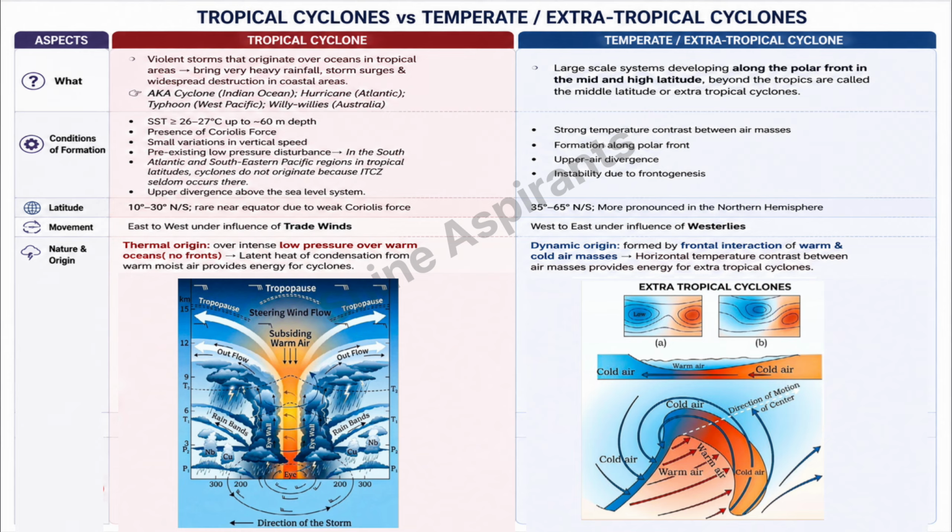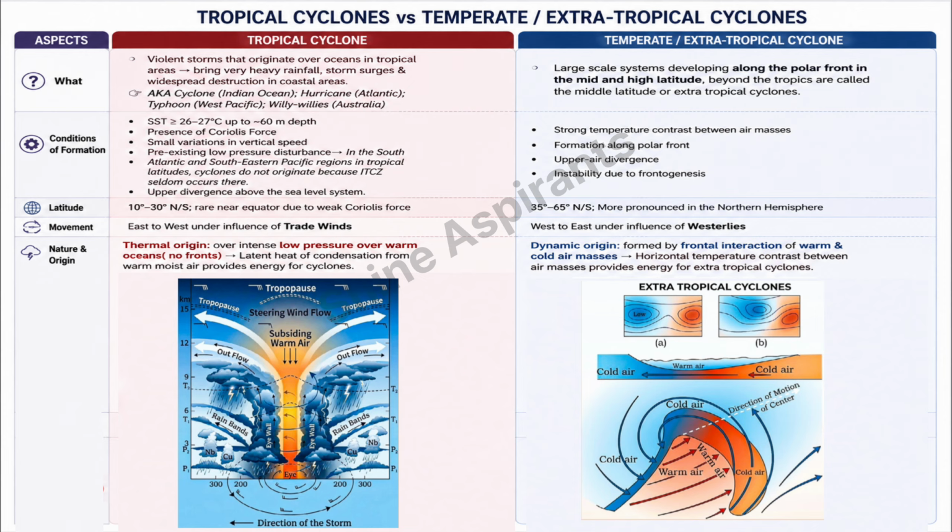Temperate extratropical cyclones: large-scale systems developing along the polar front in mid and high latitudes. Also called extratropical or mid-latitude cyclones. Conditions of formation: strong temperature contrast between air masses. Formation along the polar front. Upper air divergence.